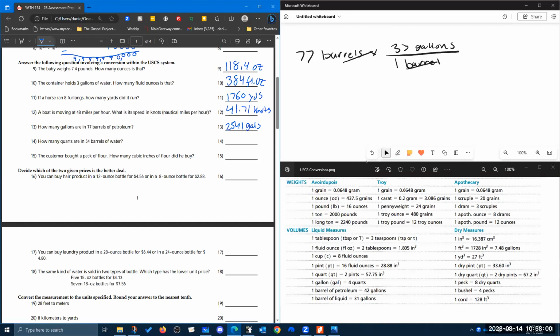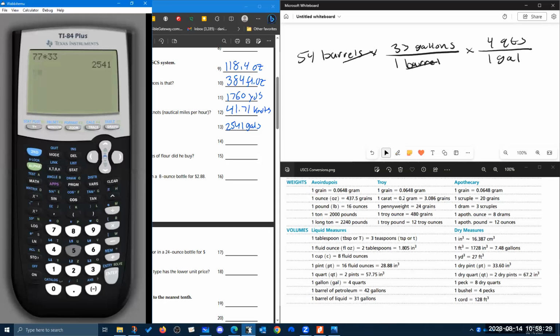How many quarts are in 54 barrels of water? So we're going to start off with this same conversion factor, but we're going to go from 1 gallon is 4 quarts. So we have 54 times 33 times 4, 7,128 quarts.